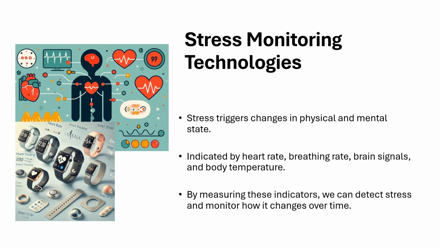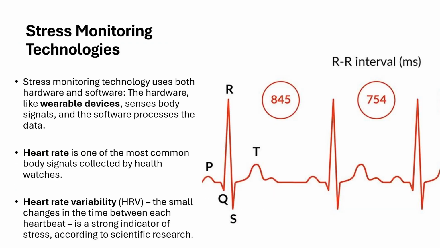One of the biggest things is heart rate. So we can detect stress by increased heart rate, breathing rate, brain signals, and body temperature. If we can measure these things, we can monitor and detect stress and see how it changes over time. Stress monitoring technologies use both hardware and software. The hardware is something like a wearable device, like a smartwatch, and it senses the body's signals, it can detect your heart rate, and then it uses software to process the data. So things in the cloud or an app on your phone process the data.